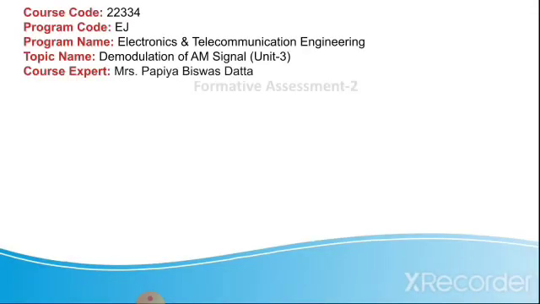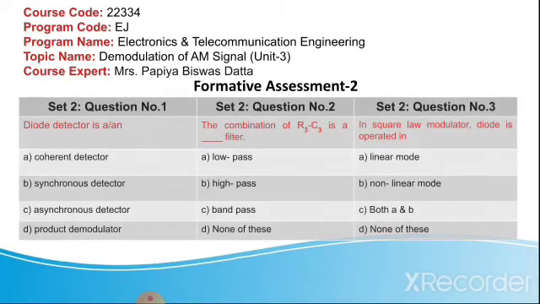Now let's take a minute and try to answer these questions. The diode detector is which type of detector? The combination of R3C3 is a dash filter, and in a square law modulator, the diode is operating in which mode?